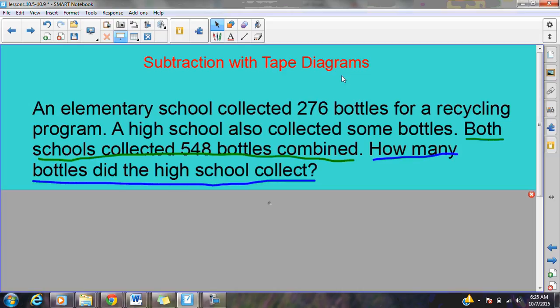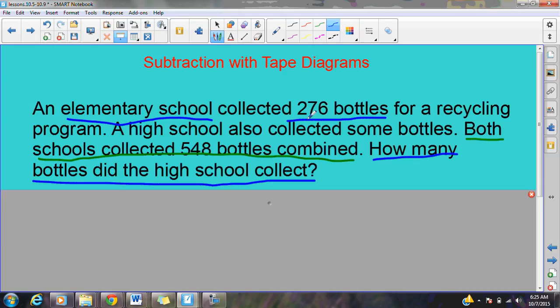What are we being asked to do? We are being asked to tell how many bottles the high school collected. What do we already know? We know that the elementary school collected 276 bottles. So we know that part, and we know that both schools collected 548 bottles combined. What is something else I know? Well, something else I know about this is that I'm missing the information for the high school, so I need to figure that out. So that's something you could write down on your lines.